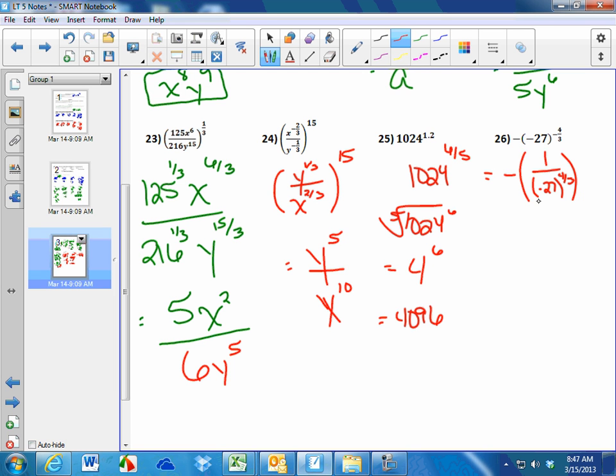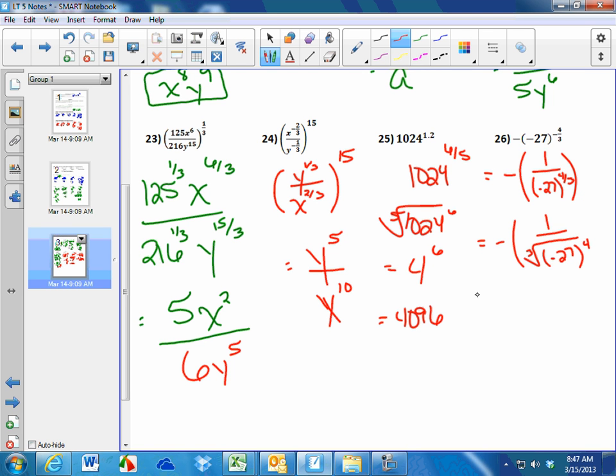We can keep going. So this would become the opposite of 1 over, I'm going to switch to cube roots. See if we can figure this out. Cube root of negative 27 to the 4th power. Because I bet you can tell me what the cube root of negative 27 is. Yeah, negative 3. How many of them do you have? 4 of them.